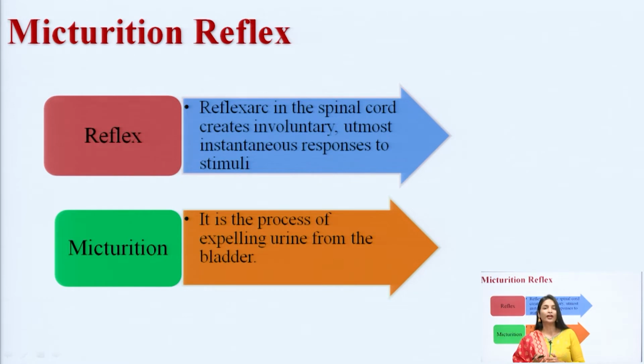And what is a reflex? Urination is a spinal reflex, and it is facilitated or inhibited by the higher centers. When there is a maximum response to the stimuli, it can cause inhibition or stimulation of the reflex. So what is micturition? Micturition is urination, a process by which you expel the urine from the bladder.